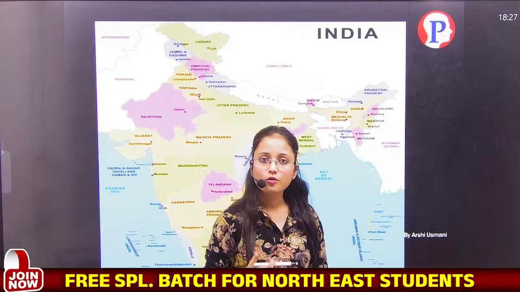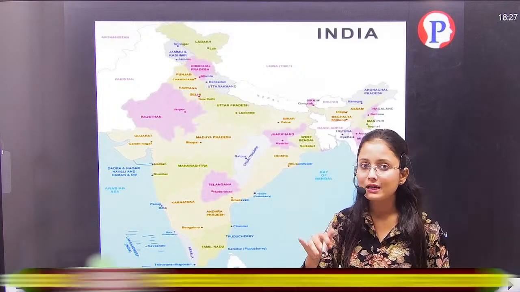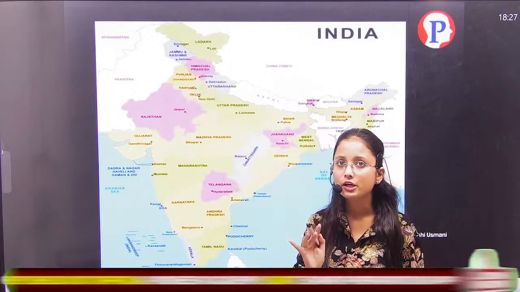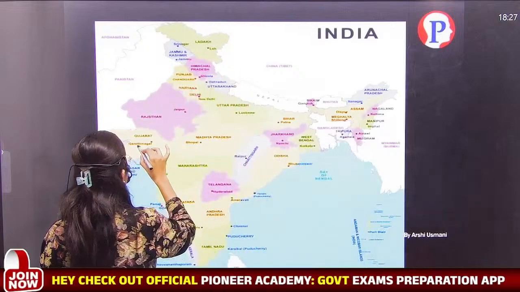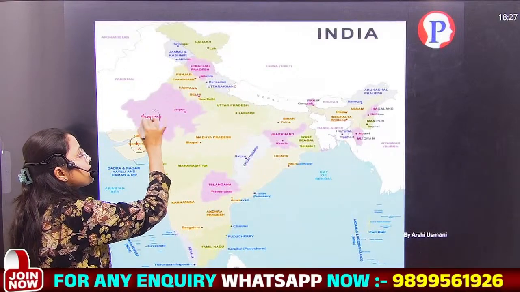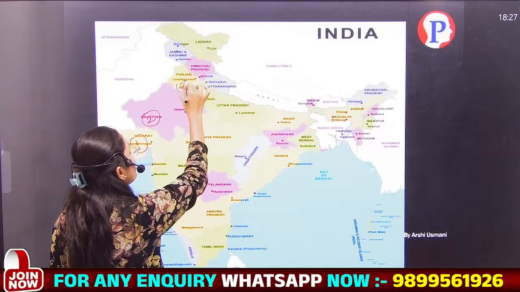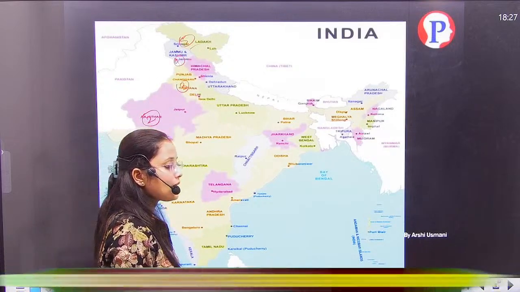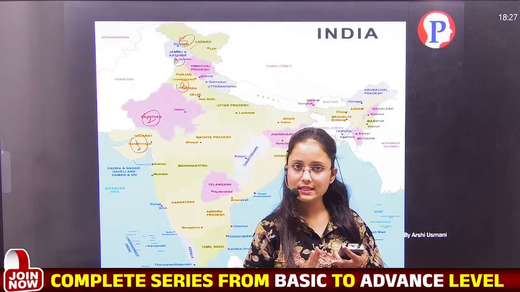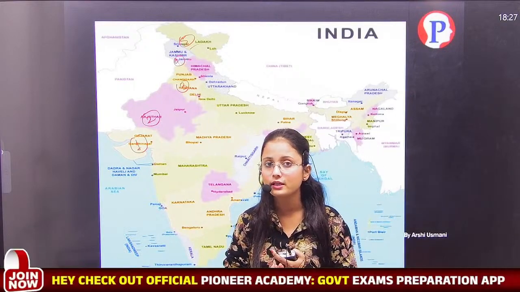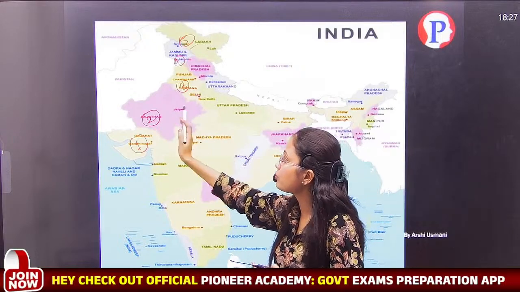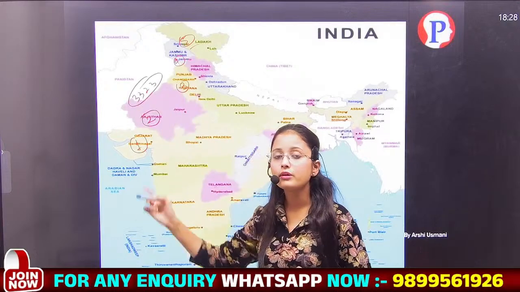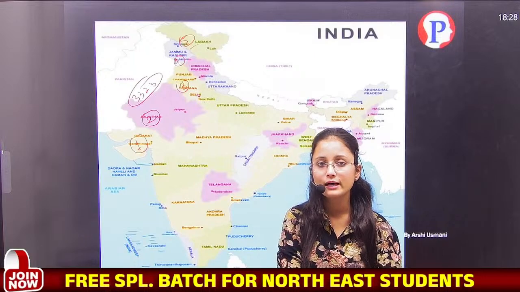Which states of India share their boundary with Pakistan? These are three states and two union territories: first Gujarat, second Rajasthan, third Punjab, and then Jammu and Kashmir, and Ladakh. This boundary is 3323 kilometers, and the boundary name of India and Pakistan is the Radcliffe Line.